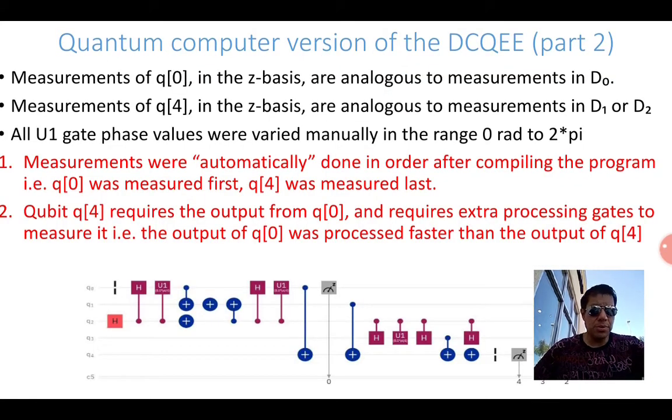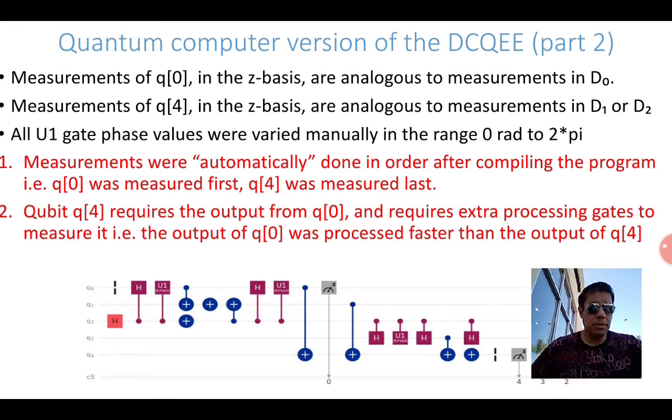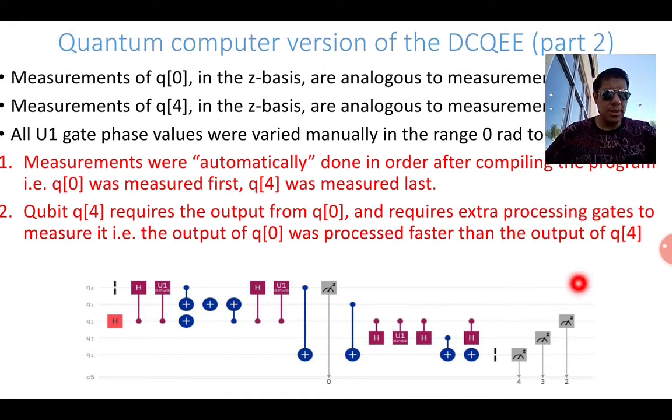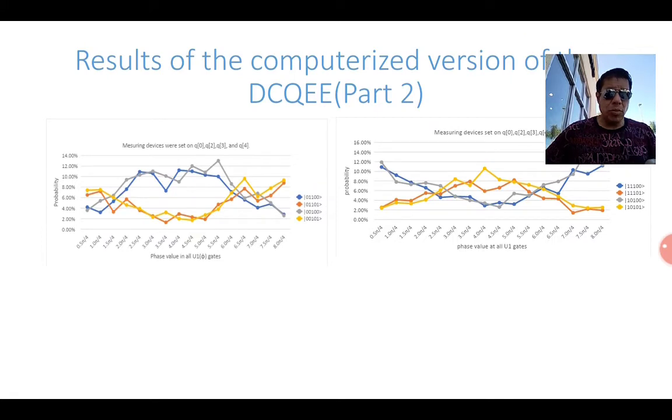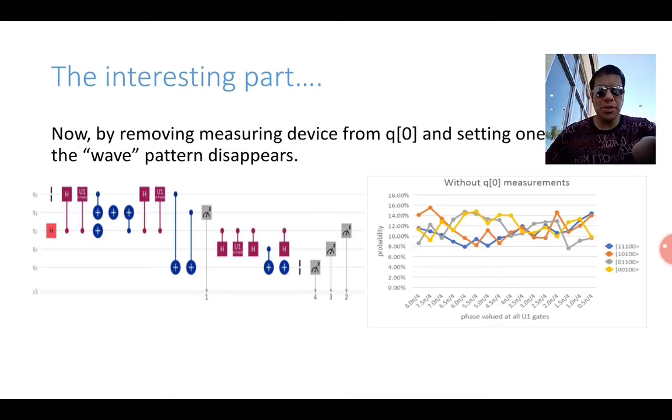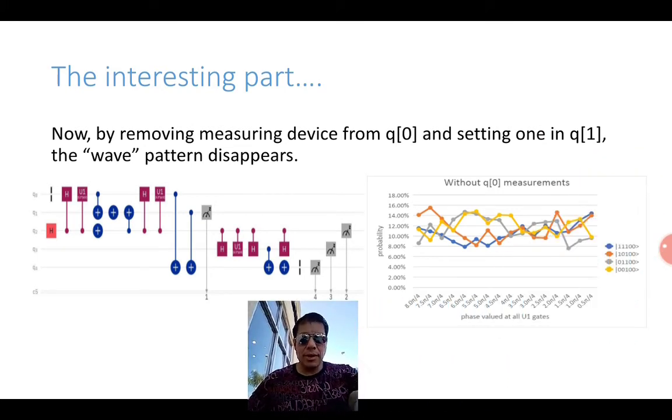because why did I get a double? Because I added another measuring detector here. You still might be wondering, what's the point of that? Well, here comes the interesting part. By removing the measuring device from Q0 and setting it in Q1, the wave pattern disappears. I just move the device from here to here, and guess what? Now the wave pattern disappears.